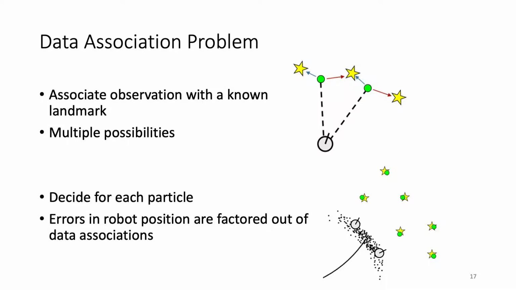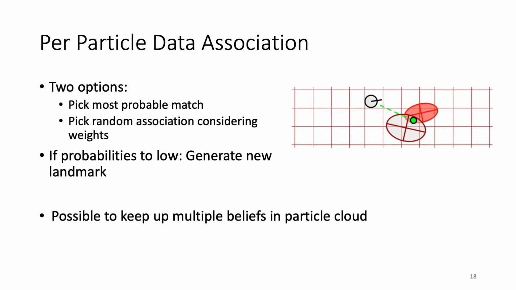The trick with the FastSLAM is we can just decide only for each particle. It's not that big of an issue if we decide wrong with one particle, a bit more to the left, because we probably have another particle that's a bit more to the right and chooses the right 2 landmarks. This way we can actually, for each particle, just factor out errors in the robot position, because for each particle we just assume it's at the correct position. So we just have to solve the per particle data association.